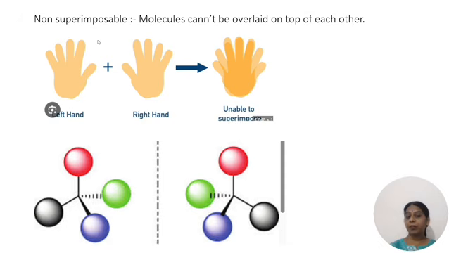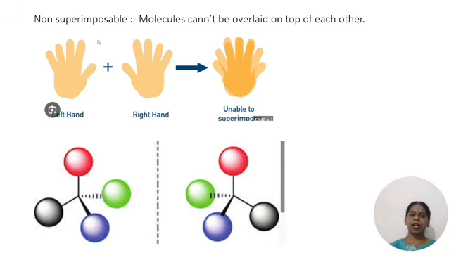If such carbons are present where all four valencies are occupied by different atoms or groups of atoms, then that carbon is considered a chiral carbon atom, and the whole molecule is considered a chiral molecule. Now see the mirror image of the first structure. If we try to overlay it on the second molecule, will it match all the positions of the atoms? No, it will not match. Means the molecules cannot be overlaid on top of each other.